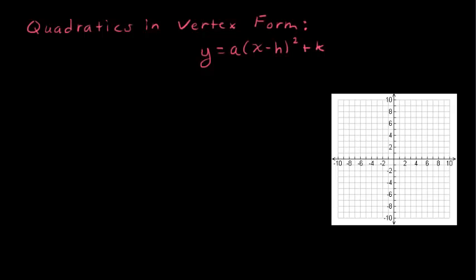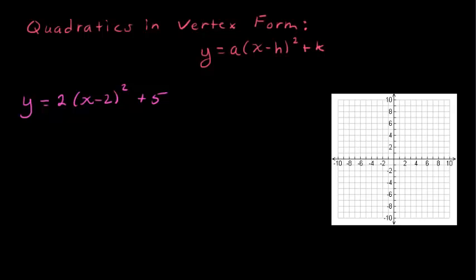Last time we talked about quadratics. We graphed them in standard form. Now let's take a look at how to do that in vertex form. So vertex form is y equals a times x minus h squared plus k. So let's take a look at an example. Let's do, I don't know, let's do y equals 2 times x minus 2 squared plus 5.